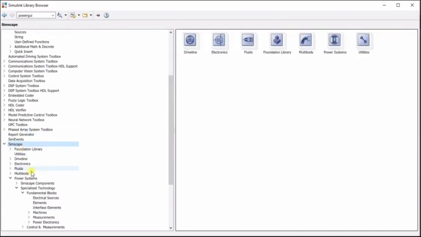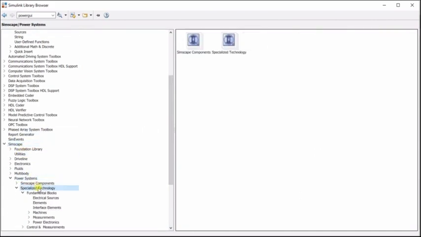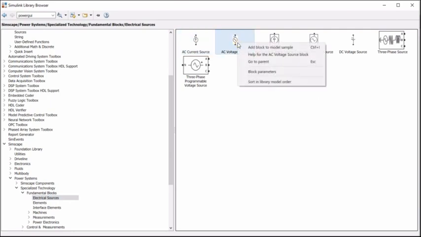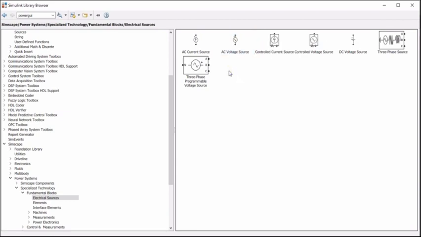into Simscape, Power Systems, Specialized Technology, and Electrical Sources. Here we can click the AC voltage source, right click it, and add block to model sample. If we click, this will get added to our workspace.